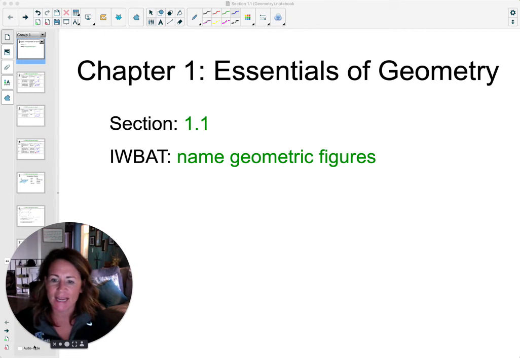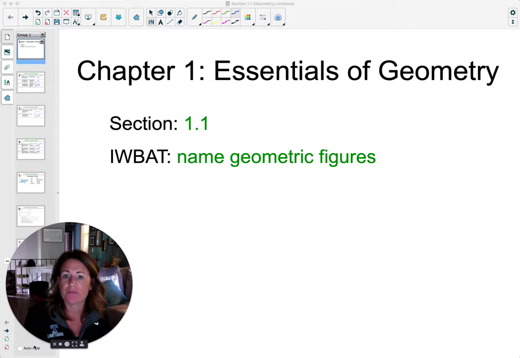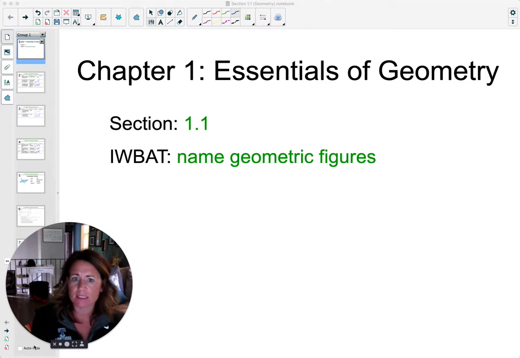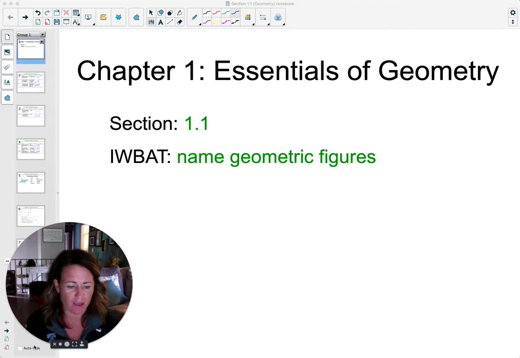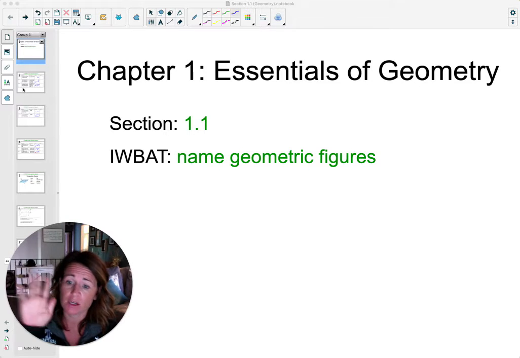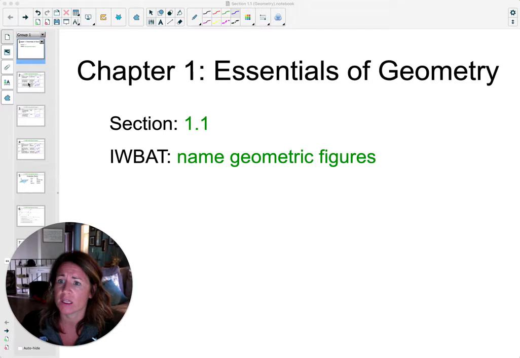Let's take a look at section 1.1 for geometry. This is naming geometric figures. Feel free to pause this video so you can write down the information. I'm not going to pause in the video, so pause the video on each screen to write it down, and then you can fill in your notes with the stuff that I talk about.